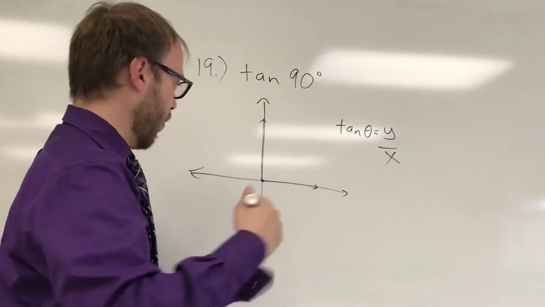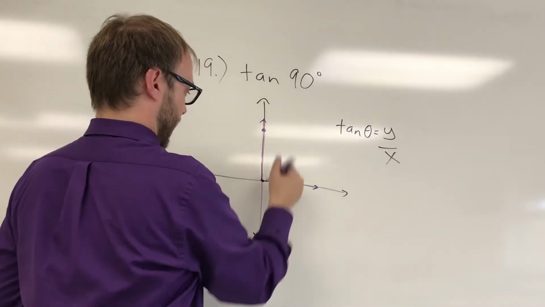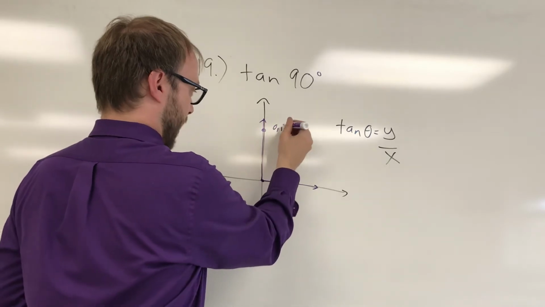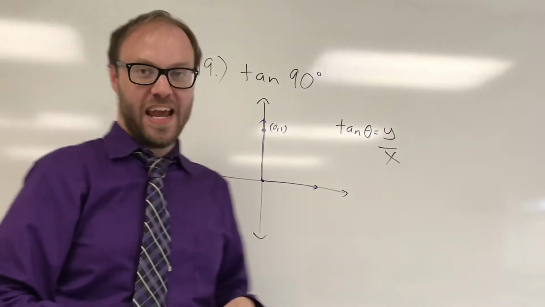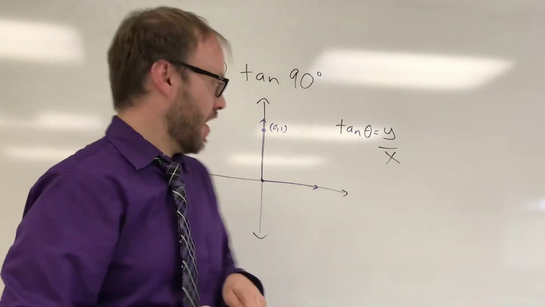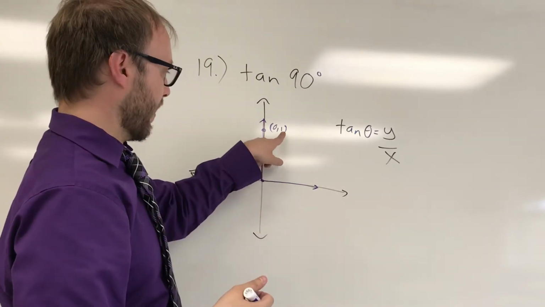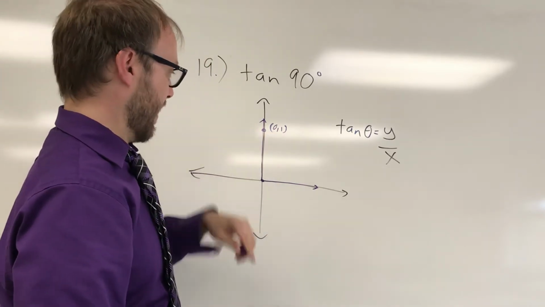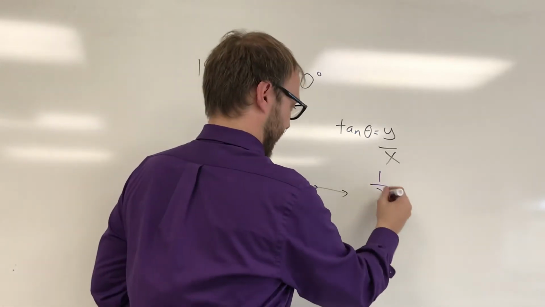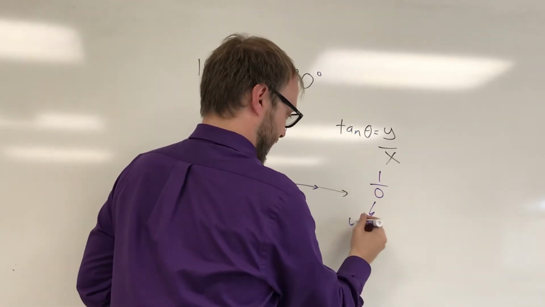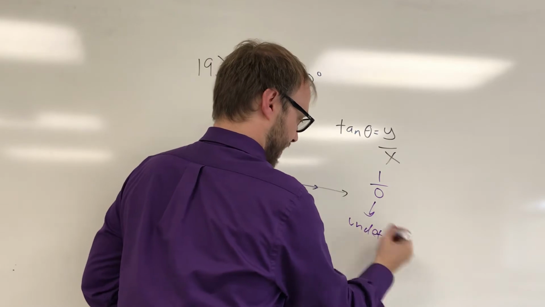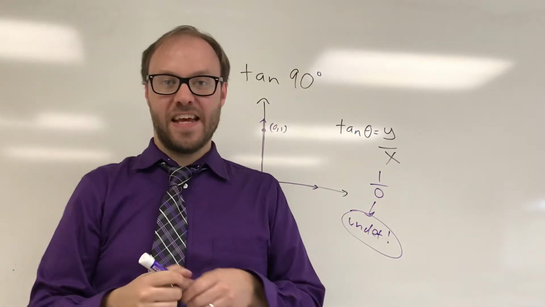I usually just go out 1 unit. I go over 0 and I go up 1, but you could do 0, 2, 0, 10, 0, 100, it doesn't matter, okay? Tangent is the y-coordinate divided by the x-coordinate. The y-coordinate's 1, the x-coordinate's 0, okay? That's undefined, okay? Your calculator will actually give you an error message if you try to take the tangent of 90.